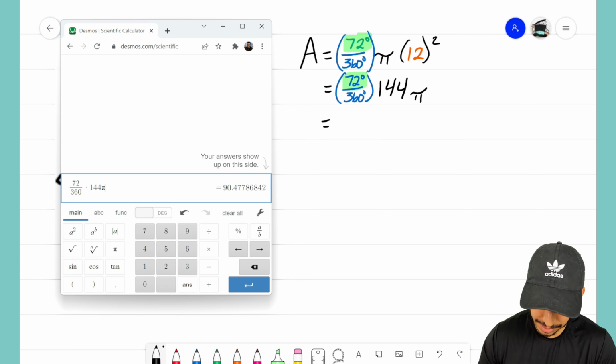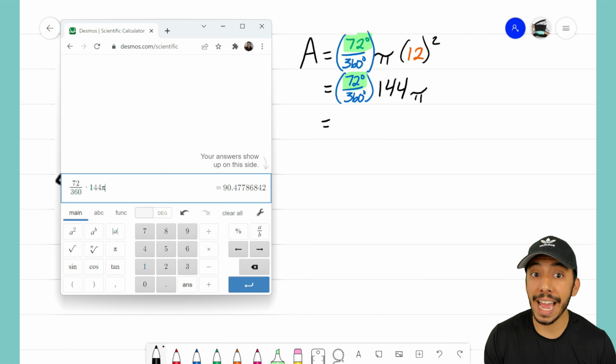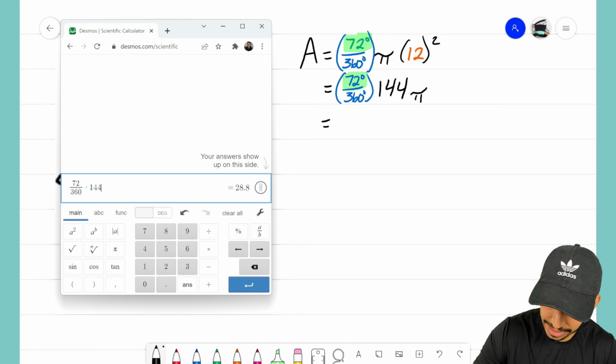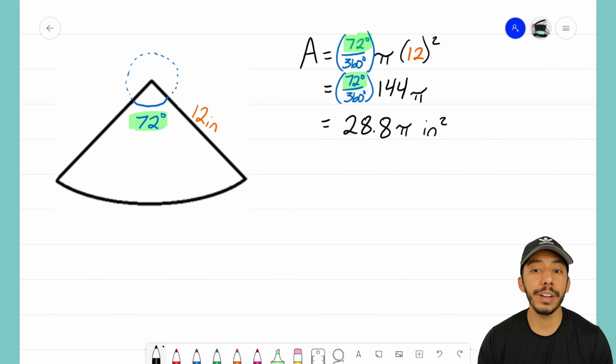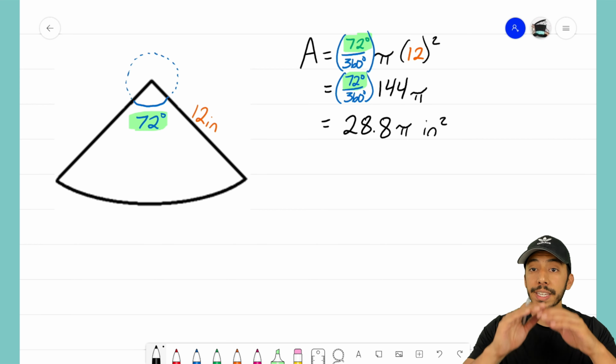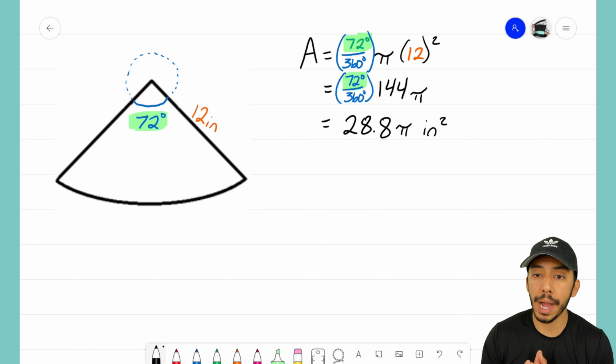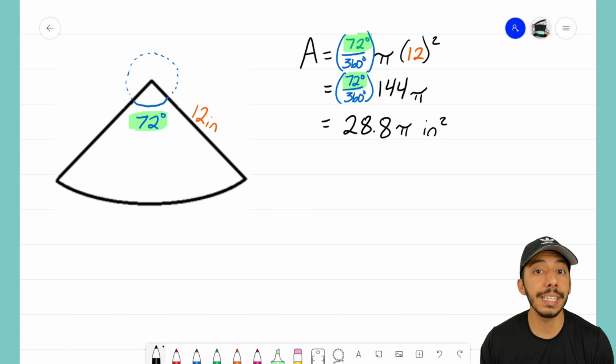I'm not going to put the pi in. I could put that pi symbol in. That'll give us the exact value for the area of the sector. But I don't want the exact value. I want the pi form value. And so that's why I'm just going to leave this as 28.8 pi inches squared. That is the area of our sector of that entire circle. Again, the entire circle was 144 pi, but we're just going to take 72 out of the 360 degrees. All right, that's how we get our area.